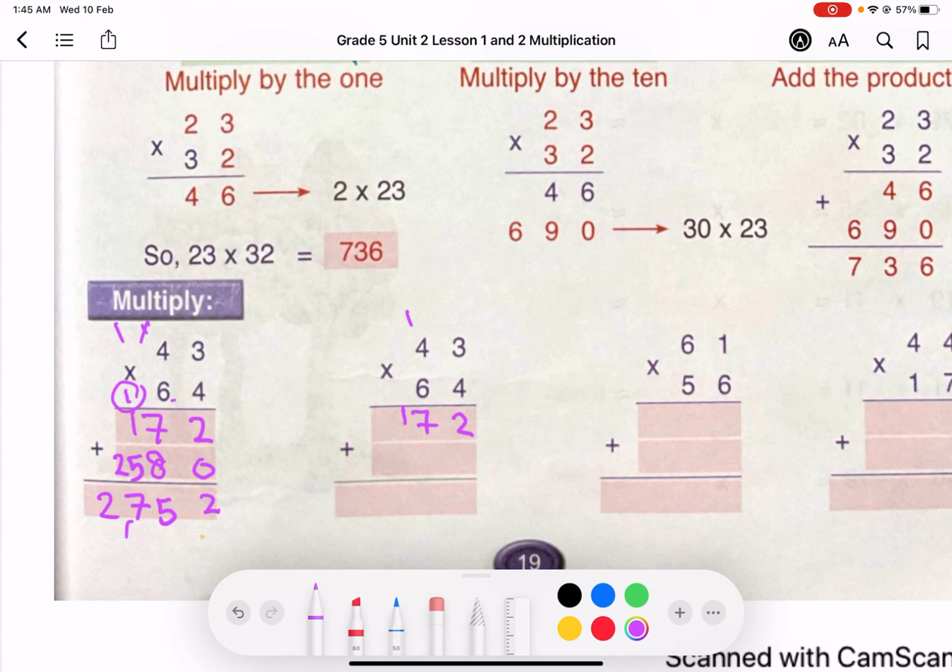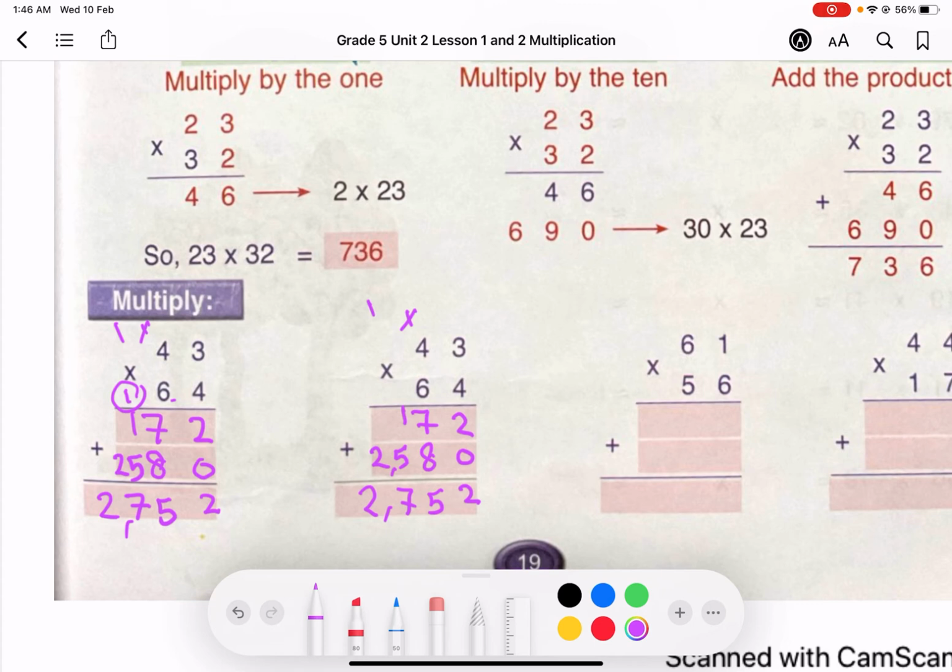Now this 6 again, as we said, is in the tens. You are going to start by putting 0. Then 6 by 3 is 18, 8, 1 above. 6 by 4, 24, plus 1, 25. Now you are going to add: 2, 15, 7, 2. So the product for 43 multiplied by 64 is 2,752.